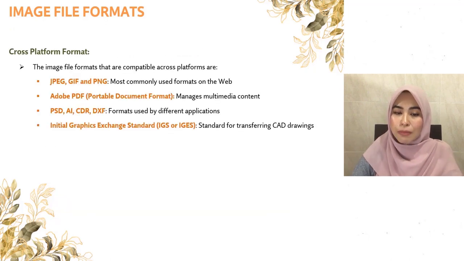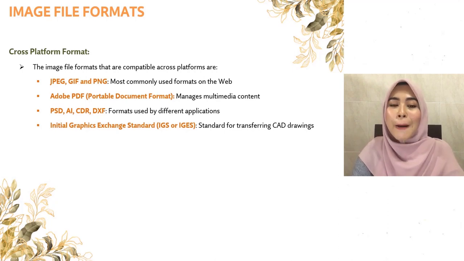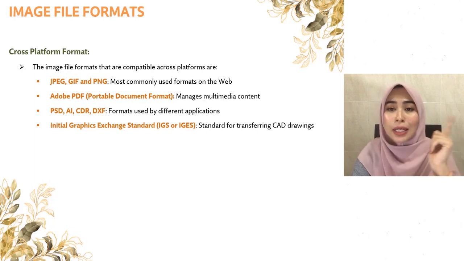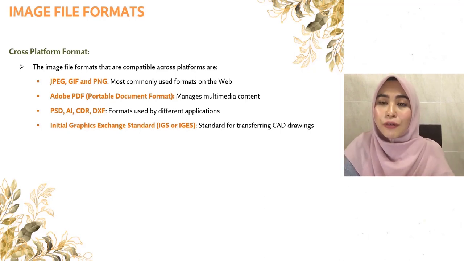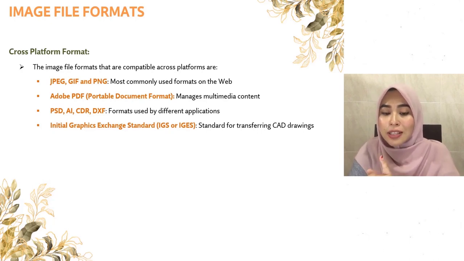But the most commonly used file formats are cross-platform formats. Why cross-platform? Because it can be used anywhere, inside Mac, inside PCs, inside other OS, it doesn't matter. That's why cross-platform formats are the most commonly used everywhere. That's why you are most familiar with JPEG, with GIF, with PNG. These types of formats are commonly used on the web, because when we download images, usually the file extension will either be JPEG or PNG.